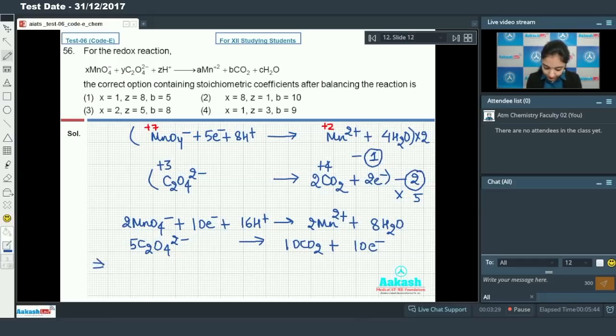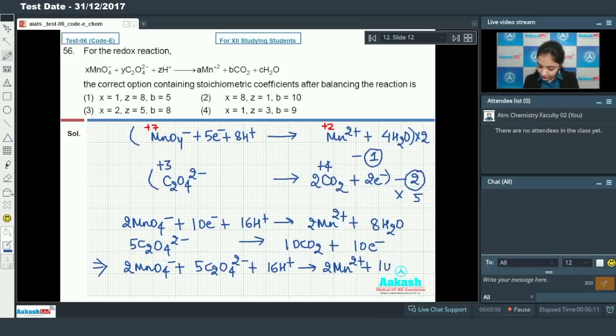So you will get the resultant balanced equation, that is 2MnO4 negative plus 5C2O4 2 negative plus 16H plus giving 2Mn2 plus, 10 CO2 and 8 water molecules. Fine. So now you have to find out the values of X, Z and B, where X is the coefficient for MnO4 negative, Z is the coefficient for H plus and B is the coefficient for CO2.